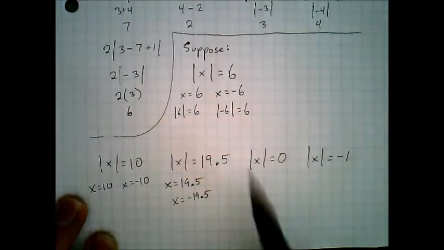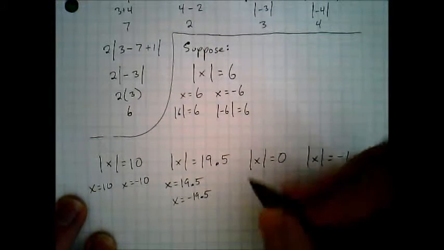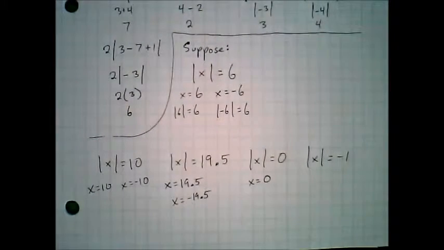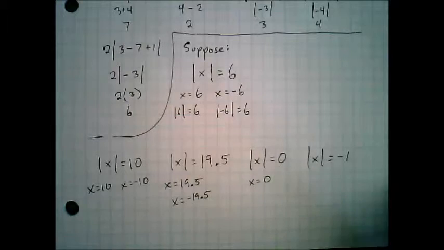This third one, the absolute value of x equals 0. Well, what numbers are 0 units away from 0 on the number line? That's just 0. There's no positive 0, there's no negative 0. The absolute value of 0 is the only thing that will equal 0.